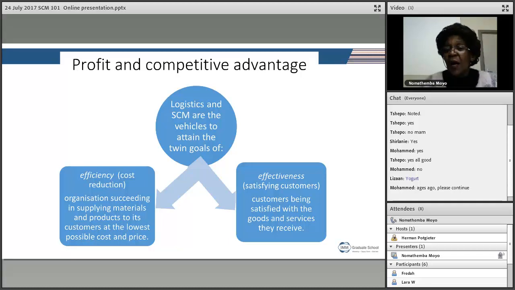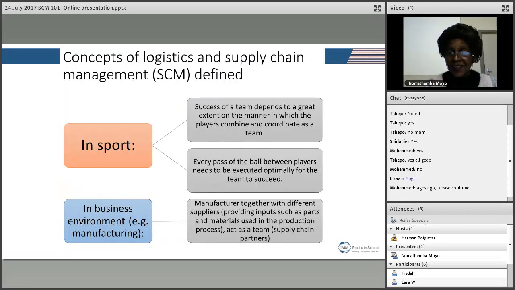Effectiveness is more about satisfying customers. Customers being satisfied with the goods and services they receive has to do with effectiveness. So there are two vehicles to profit and competitive advantage in logistics: efficiency and effectiveness, lowering costs and satisfying customers.